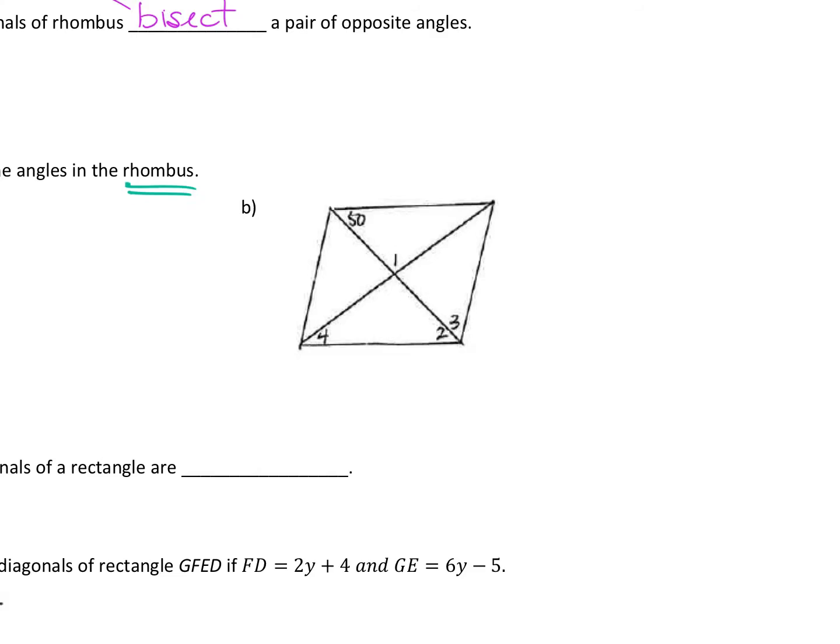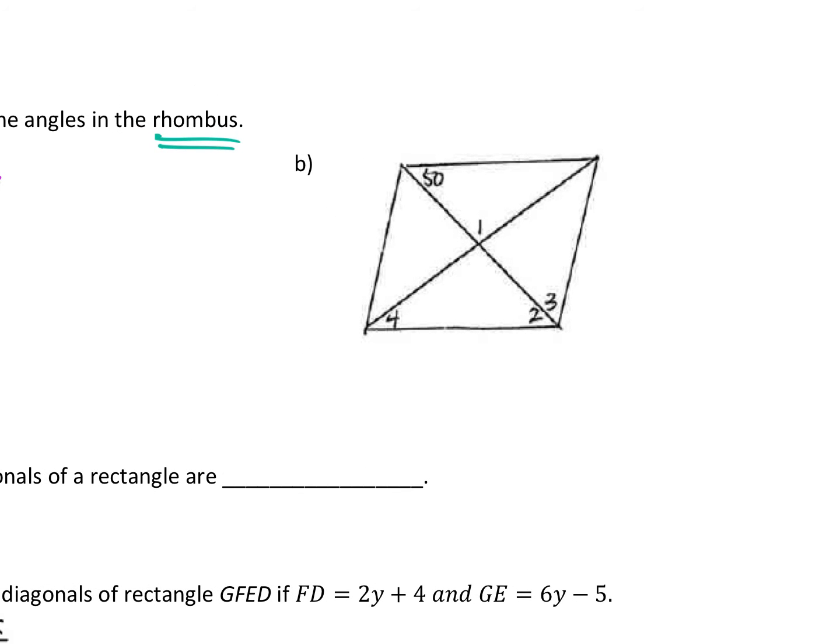How about letter B? Can you tell me any of those angles? What is 2? 50. Why is 2 50? Alternate interior. Okay, so you can do alternate interiors, or we just learned a theorem that says what? The diagonals of a rhombus bisect the angles, right? So that means all 4 of these are the same measure every time in a rhombus, okay? It also means all 4 of these are the same measure in a rhombus every single time. So 2 and 3 are what? 50. 2 and 3 are 50.